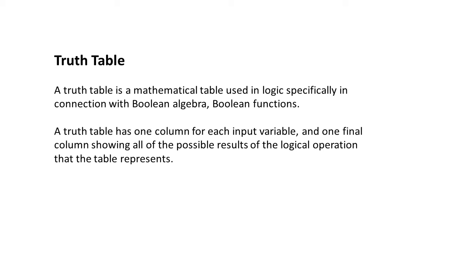Today we are going to learn what is a truth table. A truth table is a mathematical table used in logic, especially in connection with Boolean algebra and Boolean functions. A truth table has one column for each input variable and one final column showing all the possible results of the logical operation that the truth table represents. So let us understand the truth table.